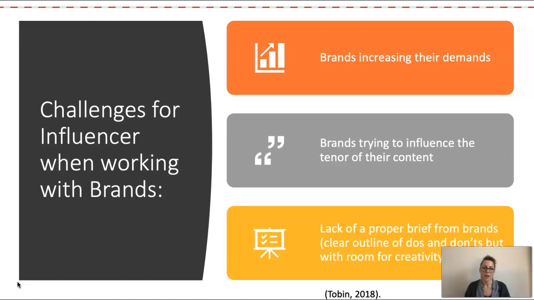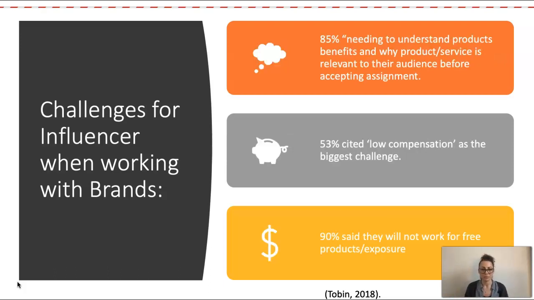Another challenge that influencers cite is a lack of a proper brief from brands. Briefs should provide a really clean outline of the do's and don'ts, but also give the influencer scope for creativity. So if the brand knows there's something that is really off-brand for them, or some things they don't talk about like politics, or that they're very much about diversity, then this must be communicated to the influencer so they at least know what they should and shouldn't say, but also have that room for creativity.